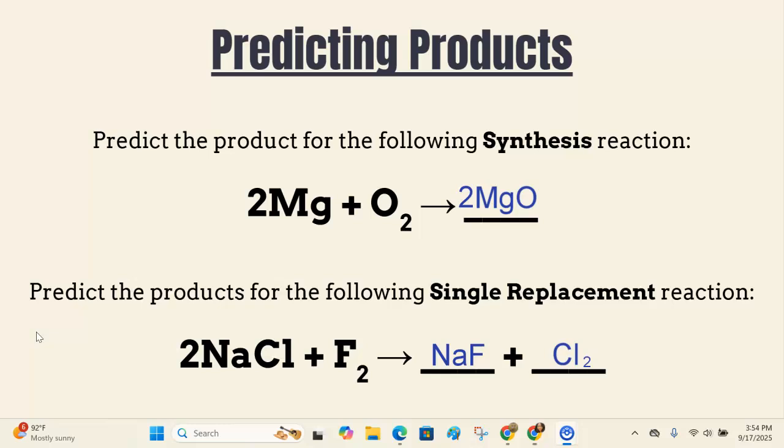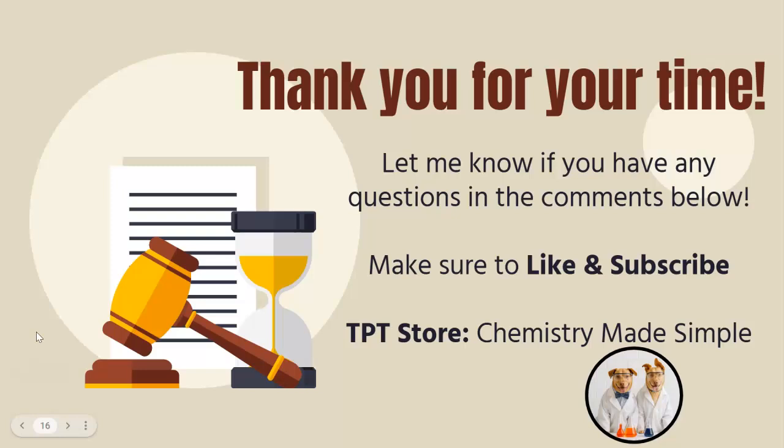There's 2 Na's on the left, but only 1 Na on the right. There's 2 Cl's on the left, and there's 2 Cl's on the right, so Cl is good. There's 2 F's on the left, but only 1 F on the right. So all we're missing to make this a balanced equation is a coefficient of 2 in front of NaF. So now we have balanced compounds and a balanced chemical equation. And that's how you predict your products.